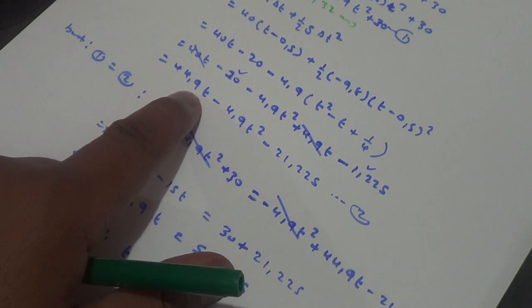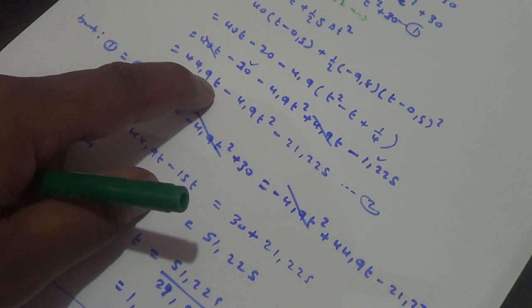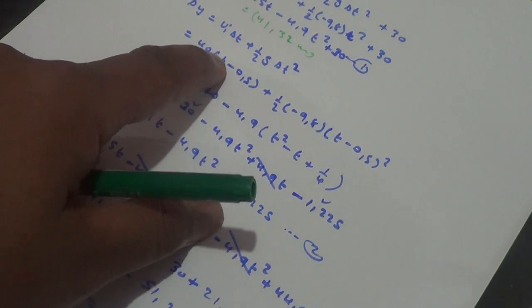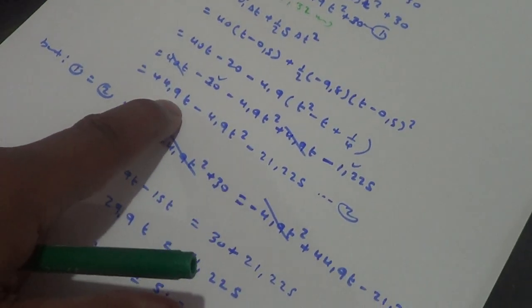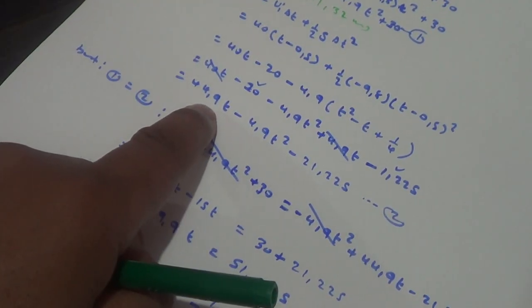So this is 44.9 into 1.71. I mean, you can substitute there if you want, or you can substitute here, because we just took it down from there to here, so nothing changed.